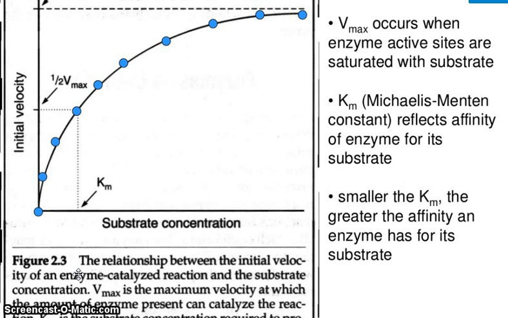So Vmax occurs when the enzyme active sites are saturated with substrate. Km, the Michaelis-Menten constant, reflects the affinity of the enzyme for its substrate. The smaller the Km, the greater the affinity an enzyme has for its substrate.